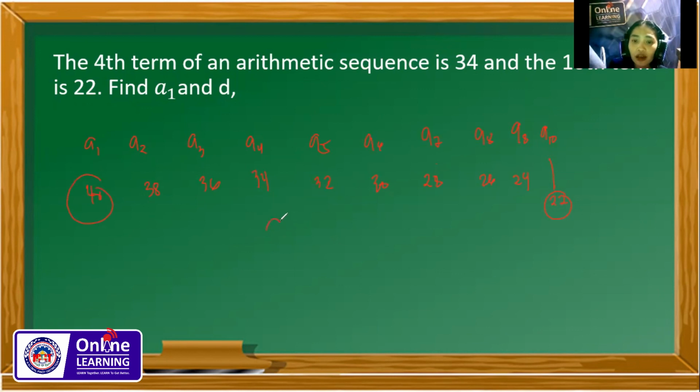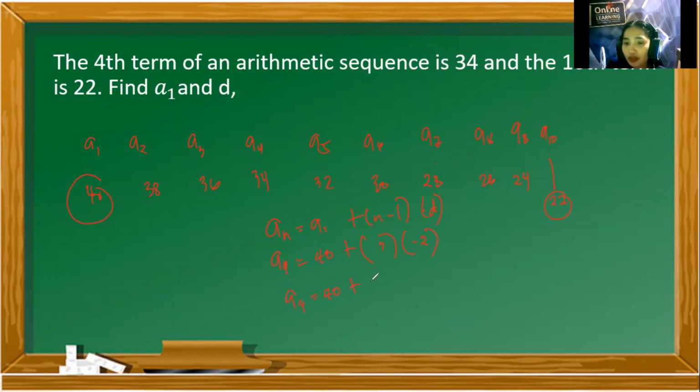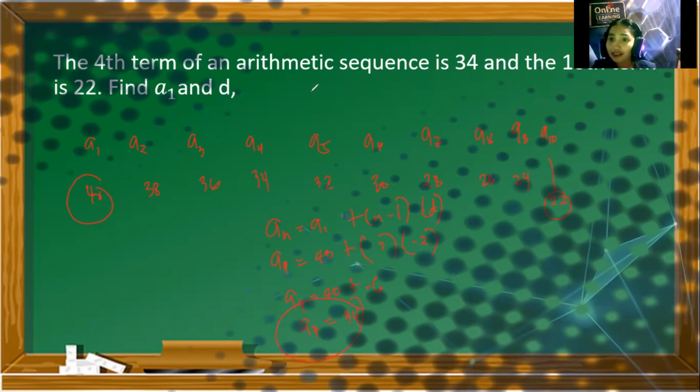Try natin. An is equal to a sub 1 plus n minus 1 multiplied by the common difference. So, a sub 1 at yung an natin, sabihin na natin a4. A4 is equal to a sub 1 is 40 plus yung n natin is equal to 4 minus 1 is equal to 3. Then, common difference natin is negative 2. So, A4 is equal to 40 plus 3 times negative 2 is equal to negative 6. Therefore, A4 is equal to 34. So, nagtugma na siya.